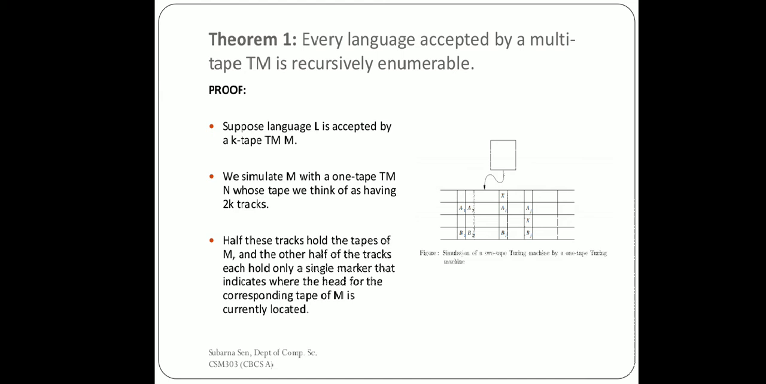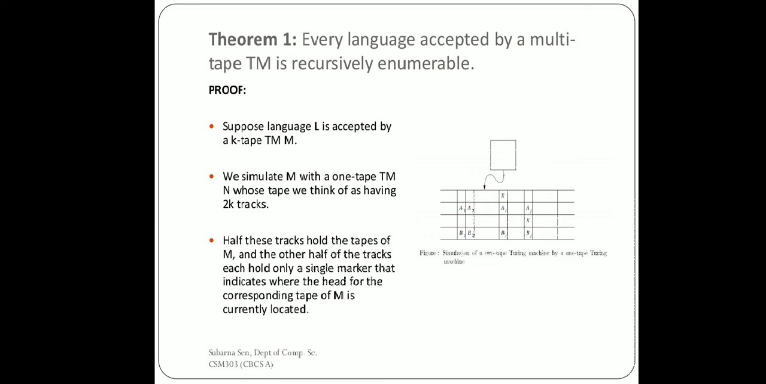So what it is doing here is, of the total number of available tracks, half of the tracks hold the tapes of M, right? So which are those tracks? Just see the second one. Say it is the first tape of my k-tape Turing machine. The fourth is the second tape of the k-tape Turing machine, right? And what are the first and third tracks doing? They are holding the marker. Marker means what? That indicates where the head of the corresponding tape of M is currently located, right?